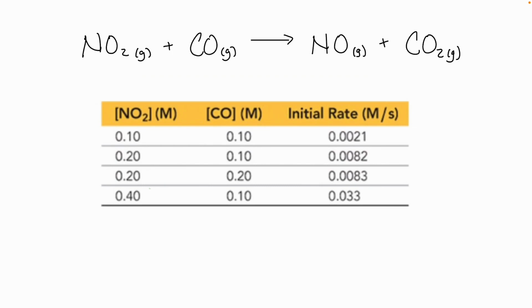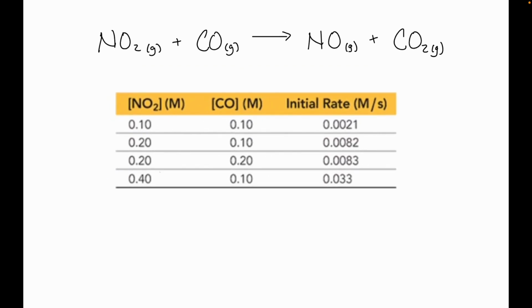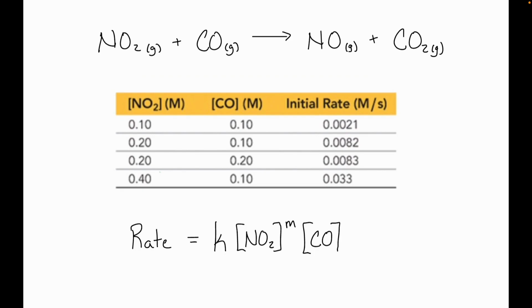So when we construct our rate formula here, it's going to be the same idea, but with 2 reactants. So my rate is going to be equal to some constant times the concentration of my first reactant, the nitrogen dioxide, raised to some power, the order of that reaction. But now I also have my second reactant, so I'm going to have to put the concentration of that second reactant in my rate equation as well.